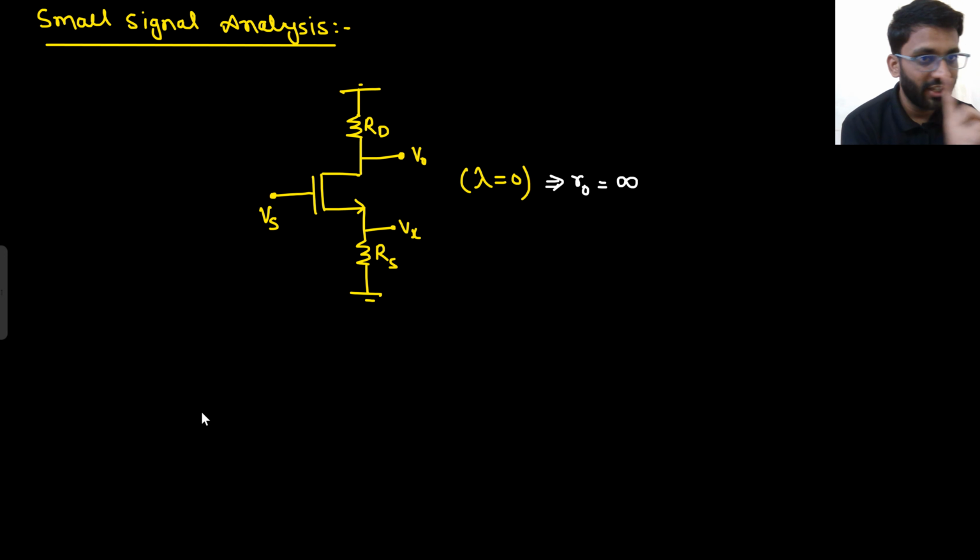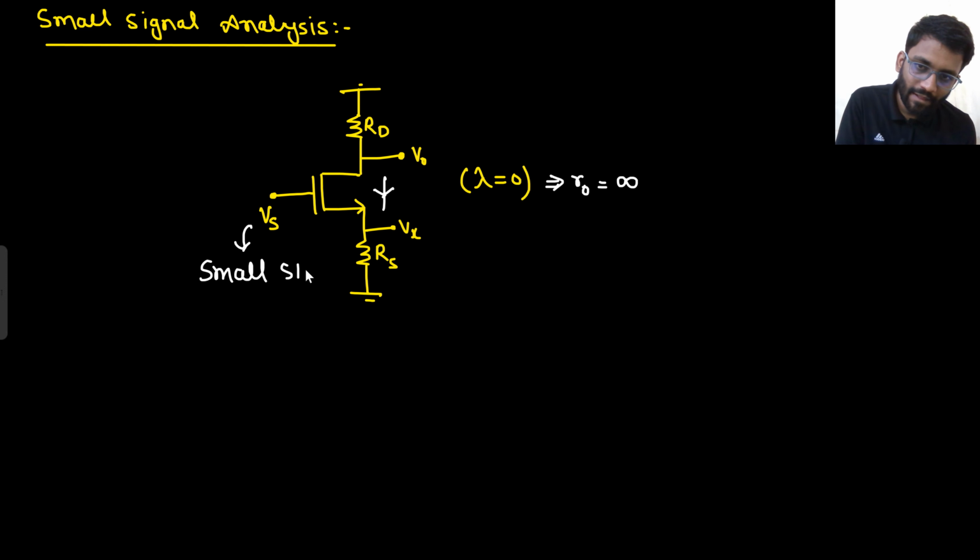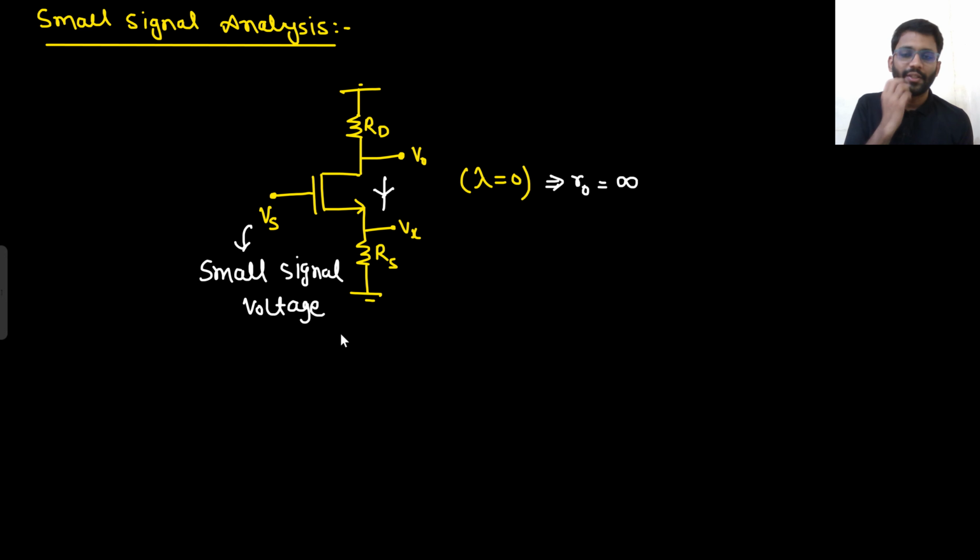We are not going to draw any model, nothing like that. We only know the concept of current. So we are going to find everything by the concept of current. What will be the current here? Tell me. Vs is the small signal voltage. What will be the current? Current will be Gm into Vs minus the source potential. I don't know the source potential, so I'm assuming the source potential to be Vx. So my current is Gm into Vs minus Vx.